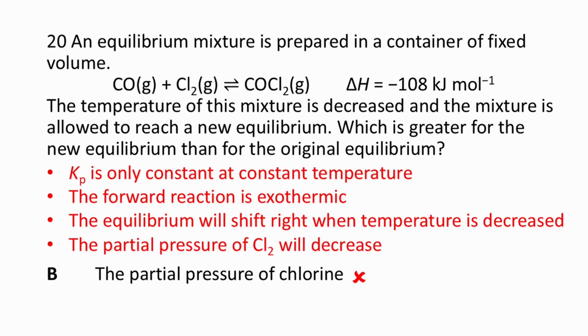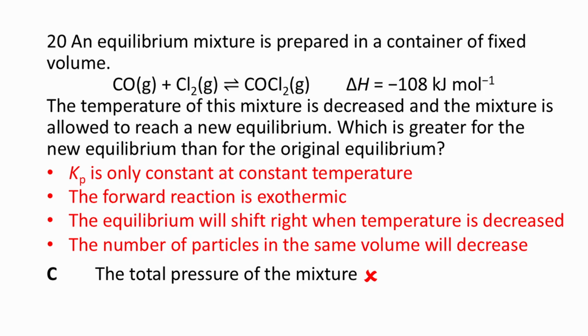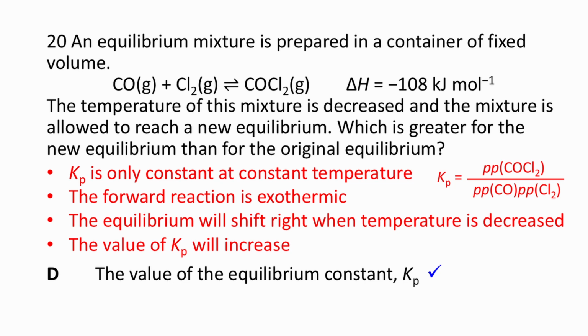Because the equilibrium shifts to the right, the mole fraction of chlorine also decreases. Partial pressure is proportional to the mole fraction, so the partial pressure of chlorine will decrease. Therefore, option B is also incorrect. There are 2 moles of gas on the left-hand side of the equilibrium and 1 mole of gas on the right-hand side of the equilibrium. Because the equilibrium shifts to the right, the number of particles in the same volume will decrease. Therefore, the total pressure of the mixture will also decrease. Option C is incorrect.